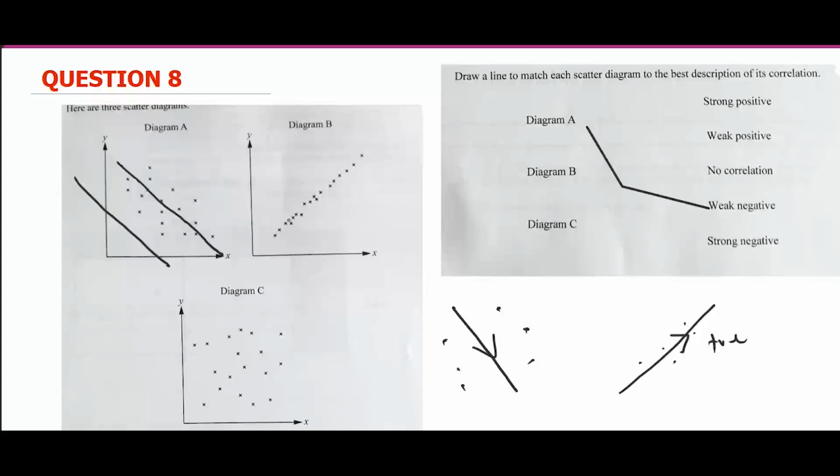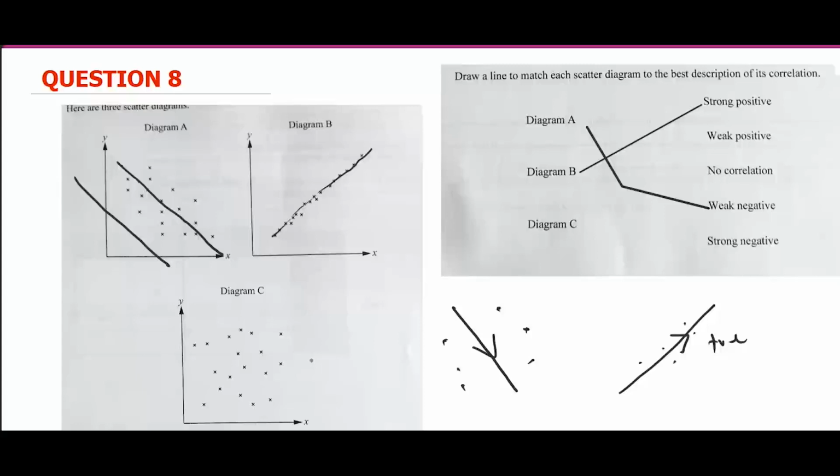Then B. If you draw B very well like this, you can see when you take your best line here, the other points are very close to it. So it is positive according to this line, and the points are very close to that line. So it will be a strong positive one. So B will be a strong one. And for C, you see it is difficult to tell whether it is increasing or decreasing.